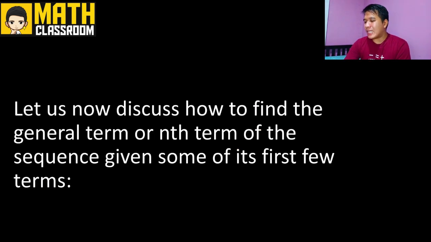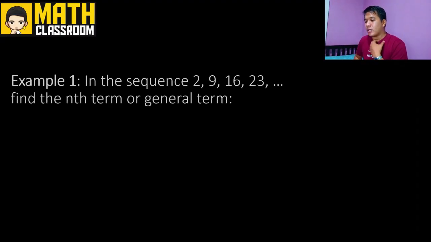So, let us now discuss how to find the general rule or nth term of the sequence given some of its first few terms. May mga binigay na terms sa atin, alamin natin yung rule. So, we can solve other terms of the sequence. Example number 1. In the sequence 2, 9, 16, 23, find the nth term or the general term.